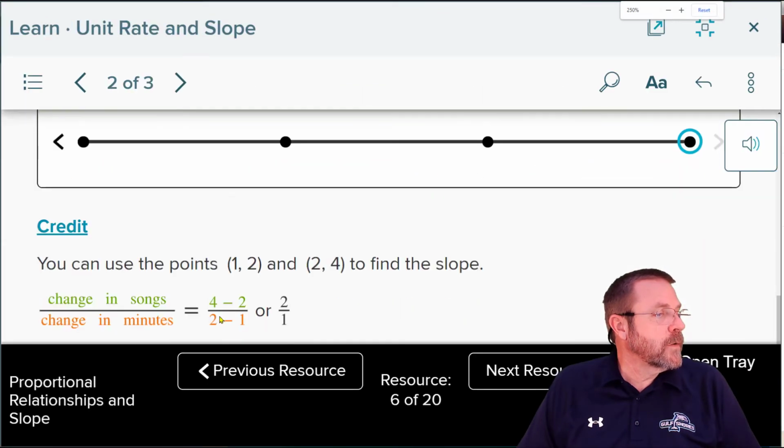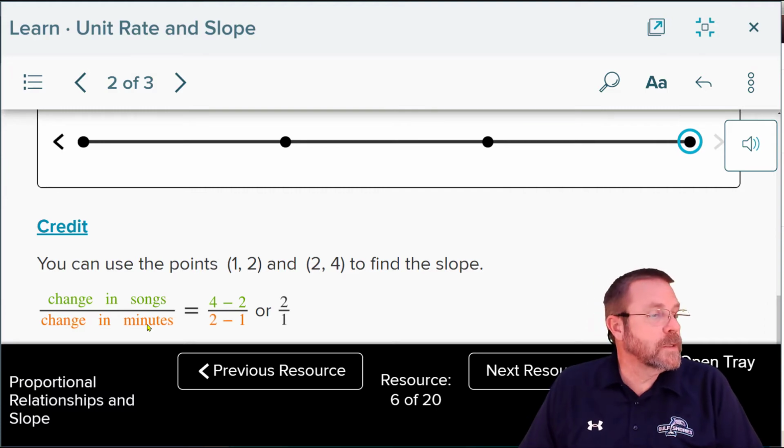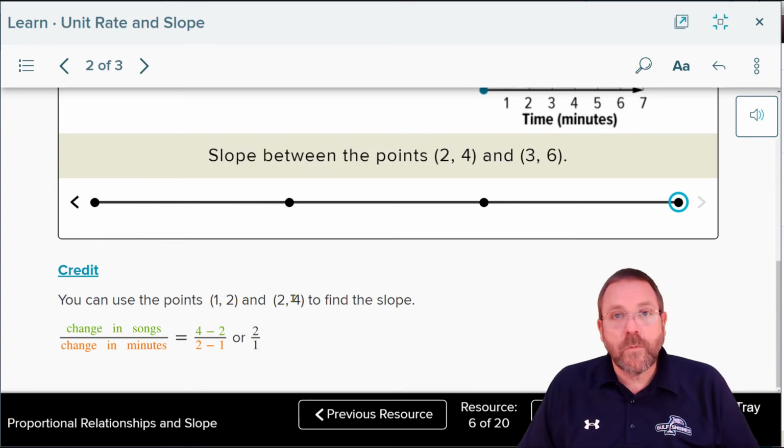You can see down here that they took the change in songs, which we discussed earlier, over the change in minutes. They picked any 2 points. It doesn't matter which 2 points you pick, you're always going to get the same answer. So they had (1, 2) and (2, 4). This 4 minus, let's see if I can highlight these.